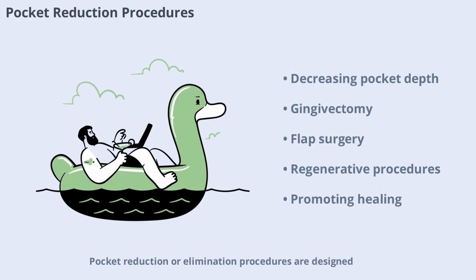Pocket reduction or elimination procedures are designed to decrease the depth of periodontal pockets. Techniques such as gingivectomy and periodontal flap surgery are used to remove diseased tissue and promote healing. Regenerative procedures may also be performed to restore lost bone and gum tissue. By reducing pocket depth, clinicians can improve access for cleaning and prevent further disease progression. Pocket reduction is a key component of surgical therapy.